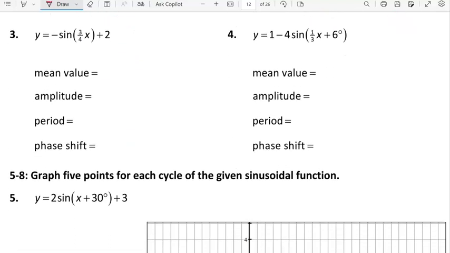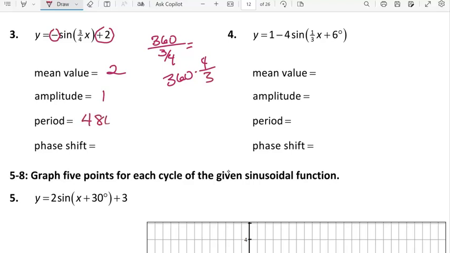In number 3, the mean value is the translation vertically, so that's 2. The amplitude is the absolute value of a. A is negative 1, so the amplitude is positive 1. The period is 360 divided by the b value, so that's the same as 360 times 4/3. That's 120 times 4, which is 480 degrees. Phase shift is 0 because I don't see anything being subtracted from the x on the inside.